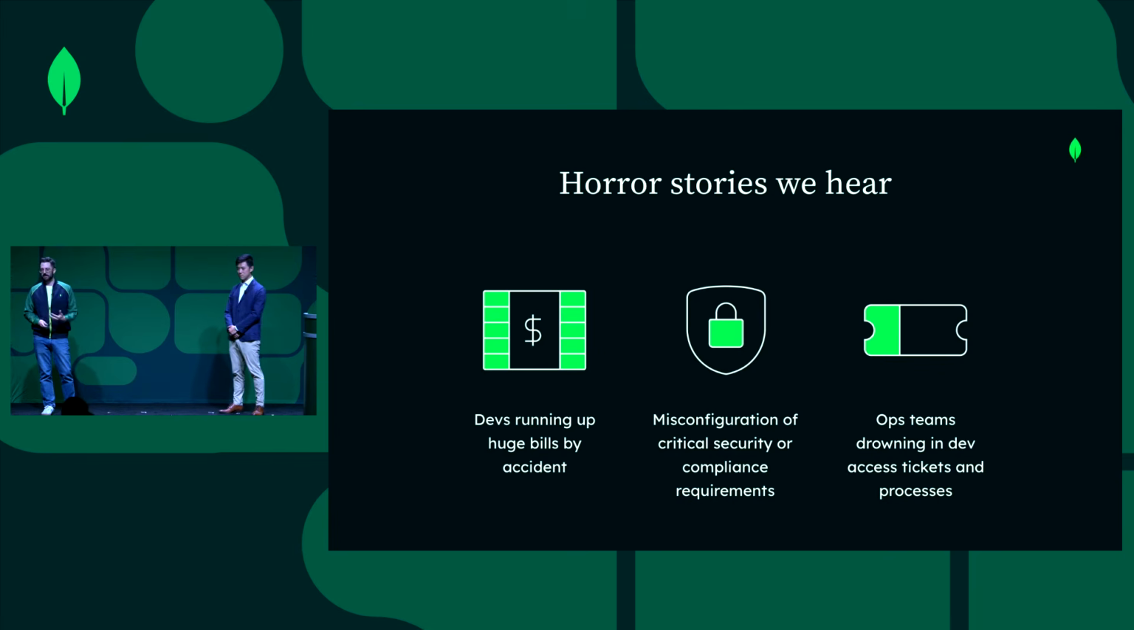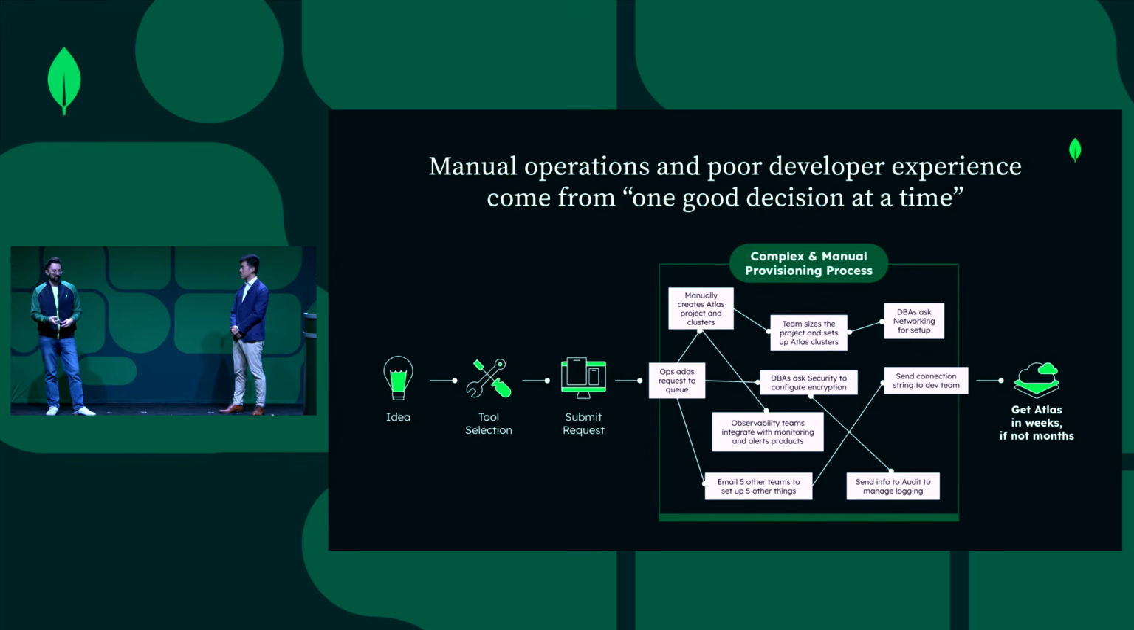Or you do an audit and you see on your landscape that there are just misconfigurations and shadow tools everywhere, and nobody likes seeing those audit results. And I think, more closer to home, operations teams are just being drowned in developer access tickets, Jira tickets, manual processes. And really it's those manual processes at the end of the day that we're trying to solve with internal developer platforms and folding Atlas into those.